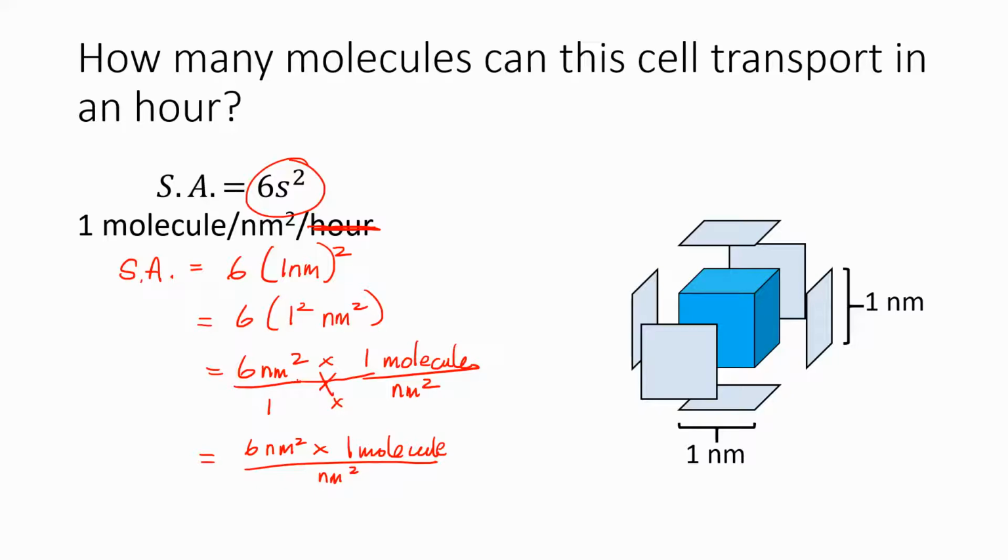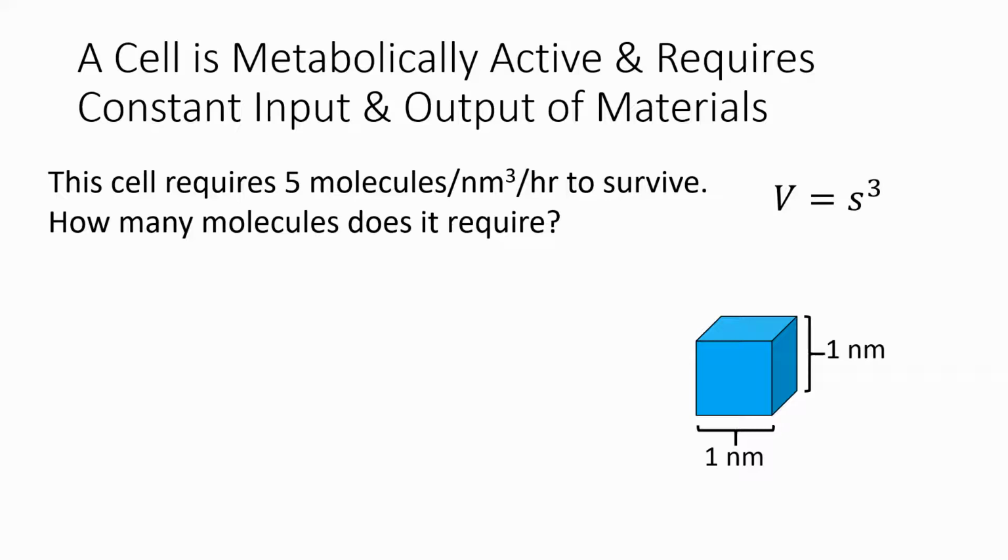If you haven't done this in chemistry yet, you can do math with units. So for example, I have something on the top of a fraction and the bottom of a fraction, that nanometer squared, meaning I can divide those two out. Anything divided by itself, like nanometer squared over nanometer squared, equals 1. So I can basically get rid of it because, just like we said before, multiplying anything times 1 is itself. So this cell can transport 6 molecules per hour. Okay, we're going to keep that in mind for this next part.